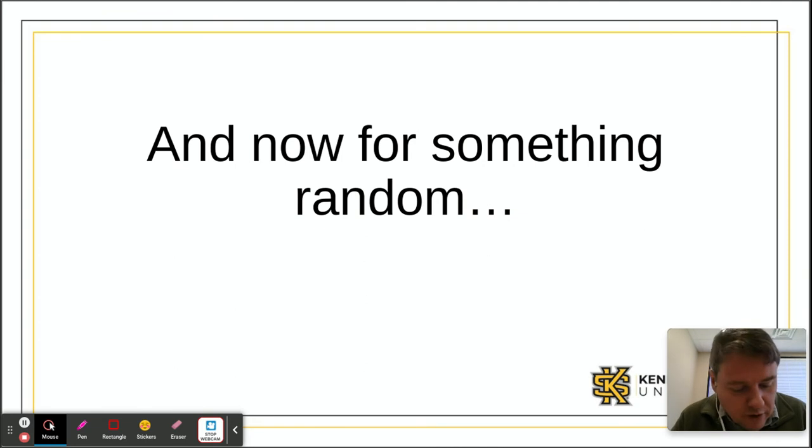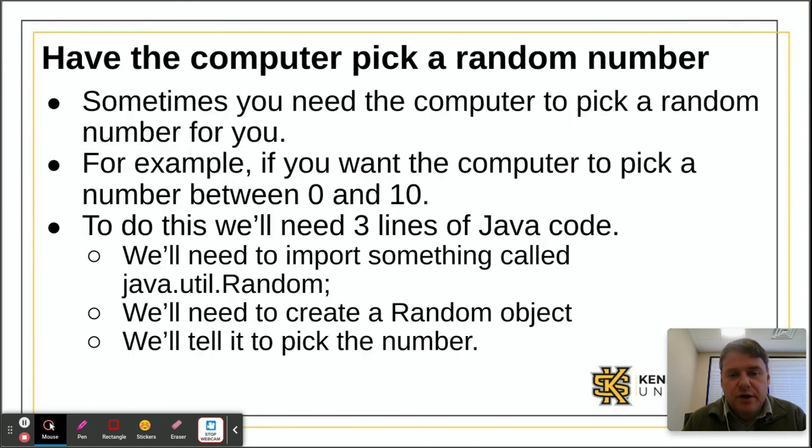All right, so the final topic for today is we're going to talk about having the computer pick a random number for you. And this comes up occasionally. So if we need the computer to pick a number, we might need it to pick a number between 0 and 10. And you might say, well, why would you ever want to do this? Well, anytime that you're playing a game or something like that, you probably want the computer to change the game every time that you play it.